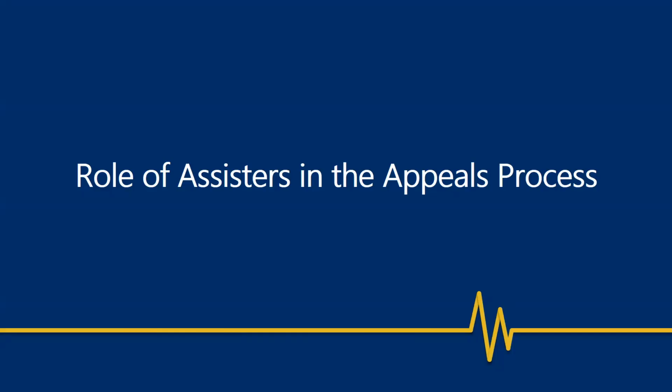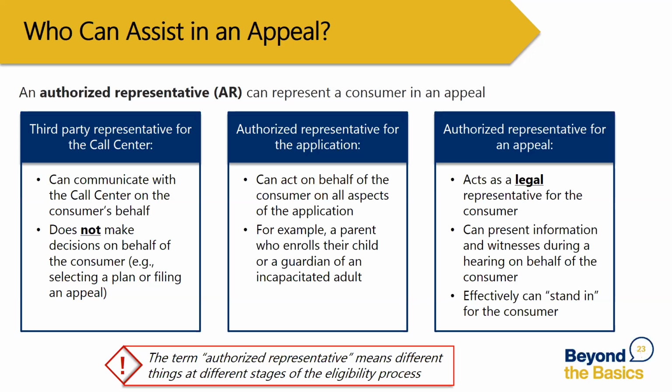So let's talk a little bit specifically about the role of assisters in the appeals process. Because we have some complicated terminology, and some of the terminology is used in more than one situation. So let's talk about the term authorized representative, because we hear this in multiple contexts. Usually if you are, let's just say you're a navigator and you're calling the call center on behalf of a consumer, you need the consumer's permission to do this, obviously. And you're called a third-party representative. Usually you are not making decisions on behalf of the consumer. You're just communicating on behalf of the consumer, and the consumer makes the ultimate decisions.